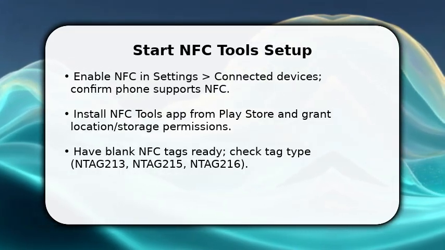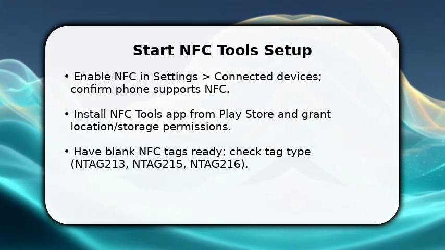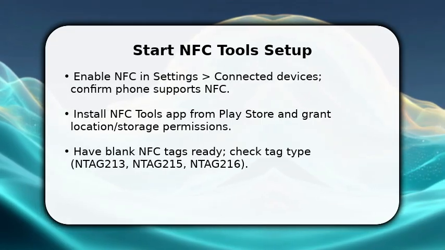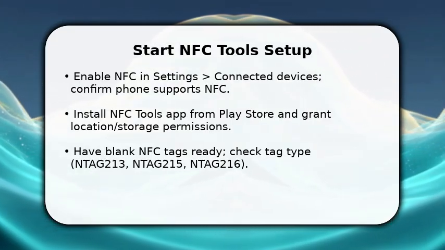Now tap the Read tab once, then place a blank tag on the phone's antenna area. You'll see raw UID and memory info. This early confirmation prevents wasted write attempts and frames the rest of the workflow.